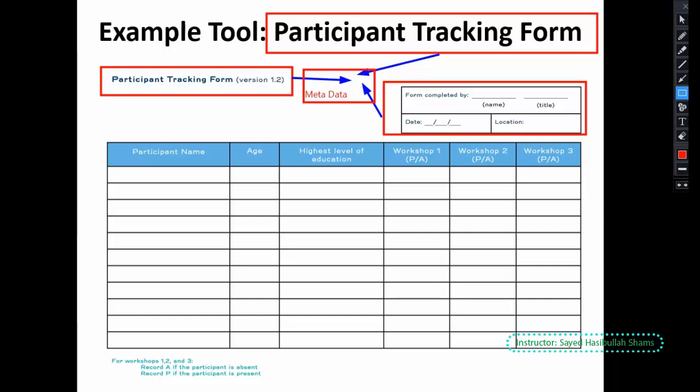And also here you can find P/A. What does it mean? We have instruction: record A if the participant is absent. So for example, if one person is absent, instead of writing absent we can write A, or for present we can write P. Record P if the participant is present. So the tool has clear instruction as well, so that the person will collect data accurately. So thank you everyone.